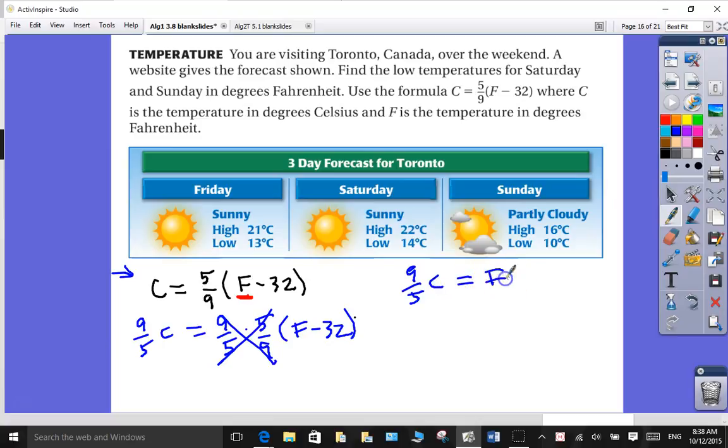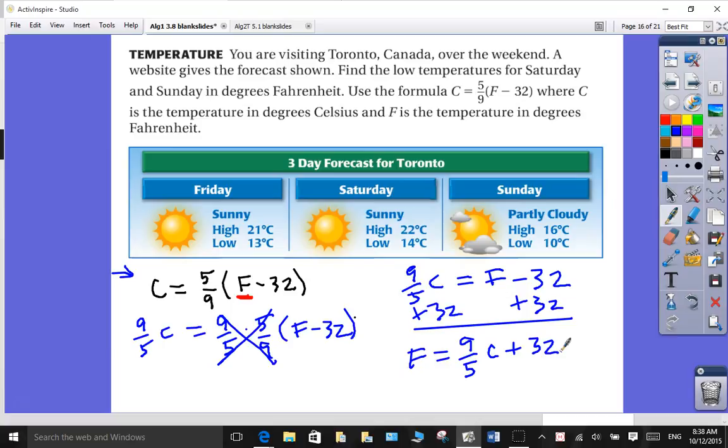equals Fahrenheit minus 32. And we're trying to isolate the Fahrenheit. Last step? Plus 32. Fahrenheit plus 32. Right, so Fahrenheit equals 9/5 C plus 32.